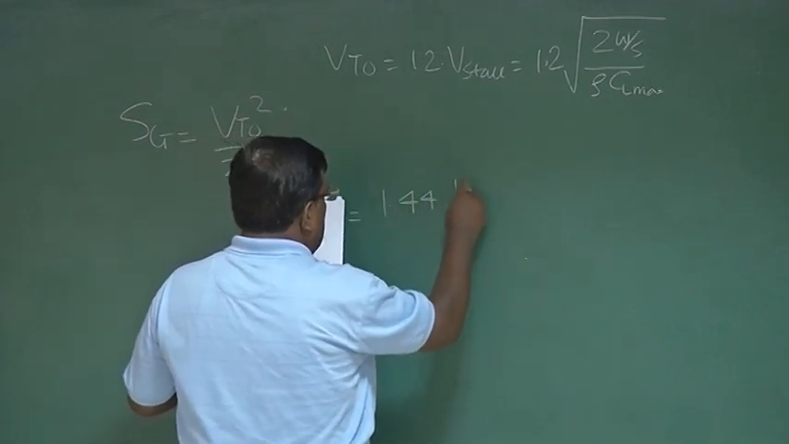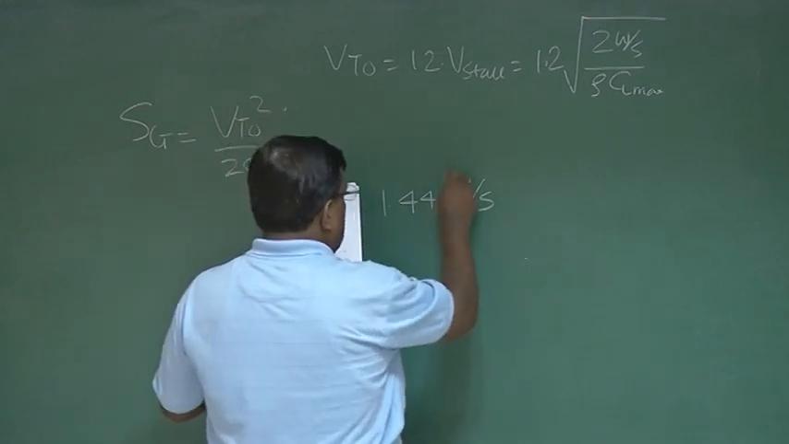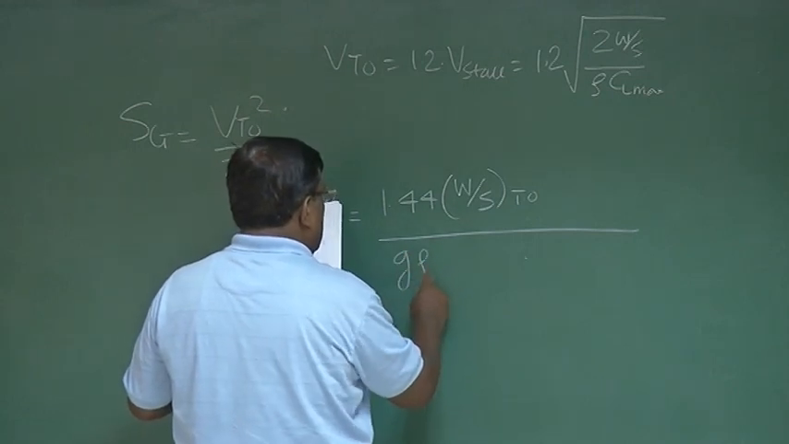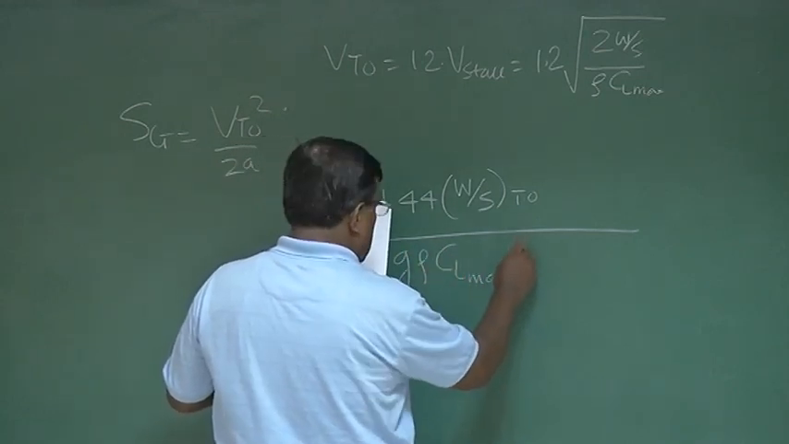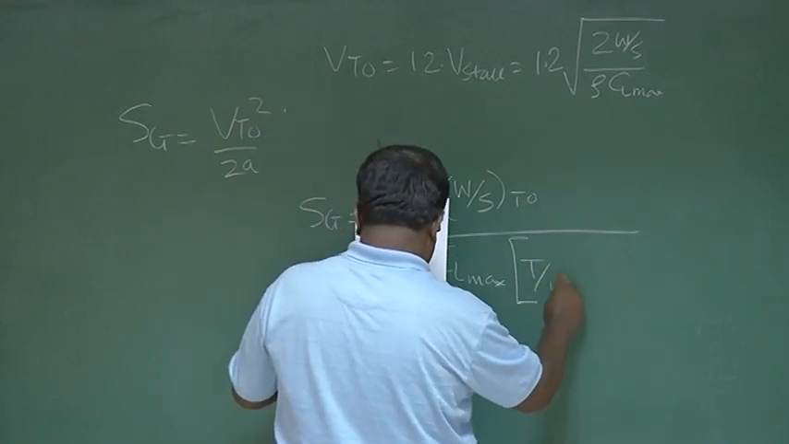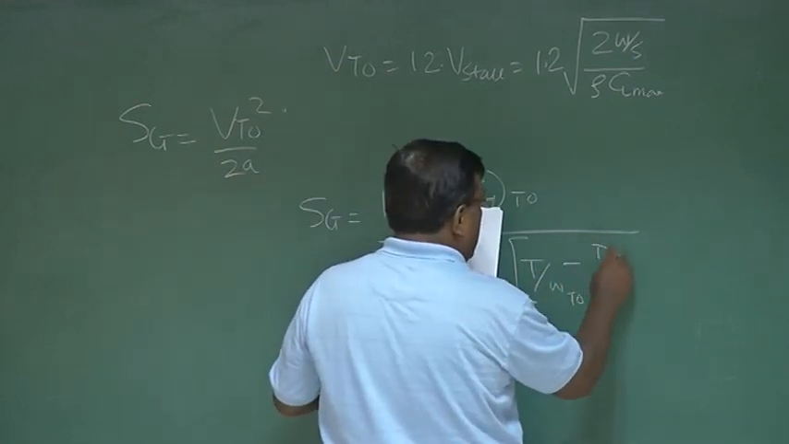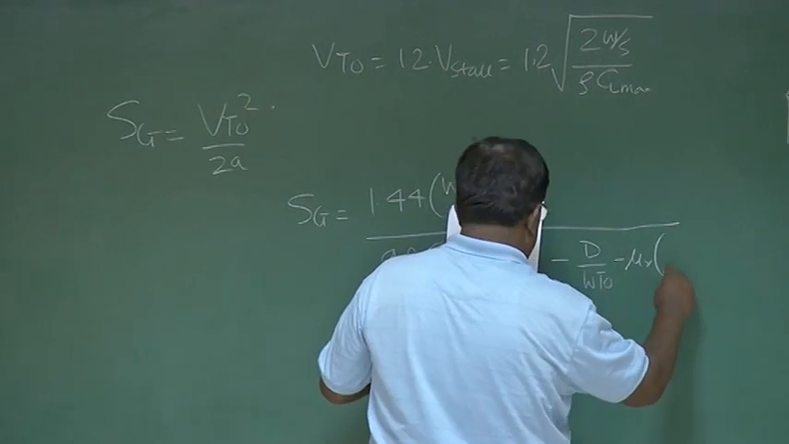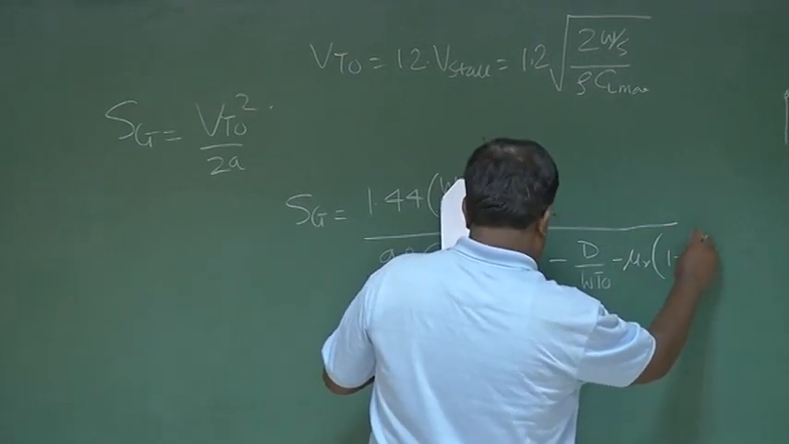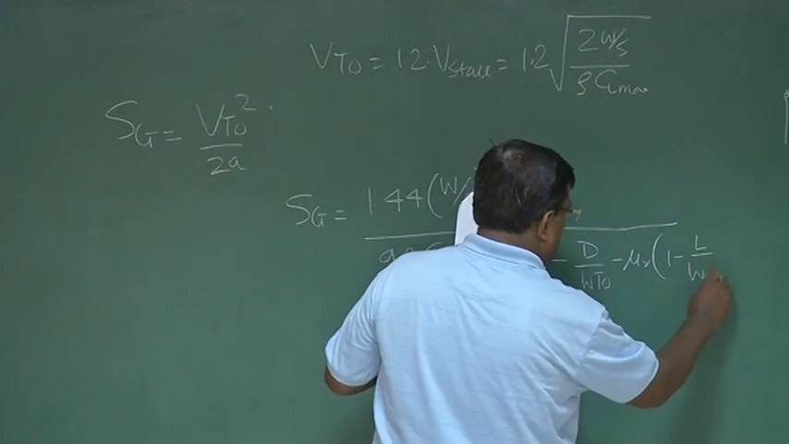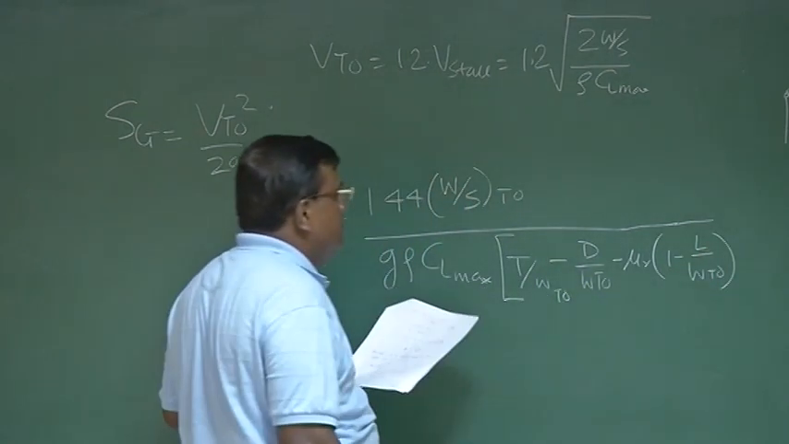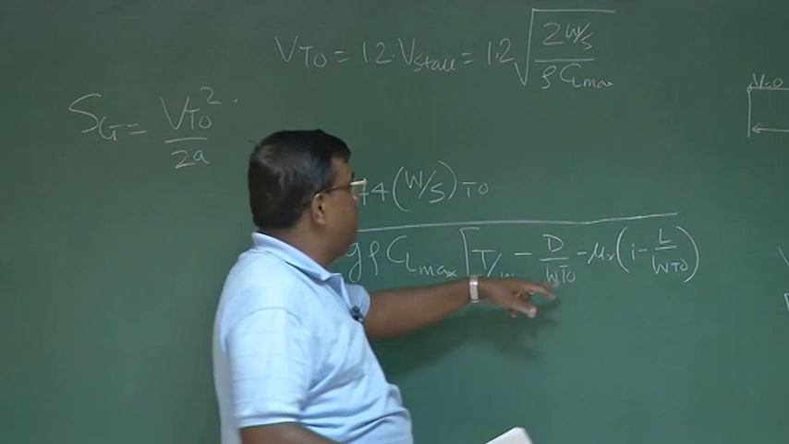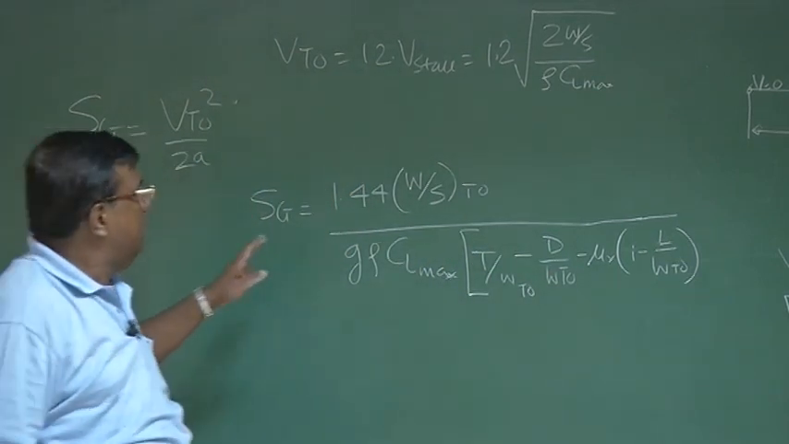1.44 W by S takeoff by G rho CL max, T by W takeoff minus D by W takeoff minus mu r into 1 minus L by W takeoff. So this is W minus L, so that's divided by W, so it has come like this. I'm sure you will be able to derive this expression.